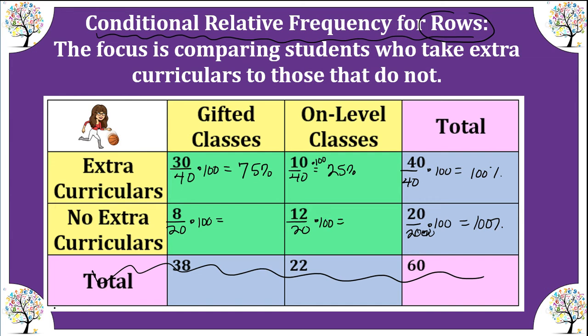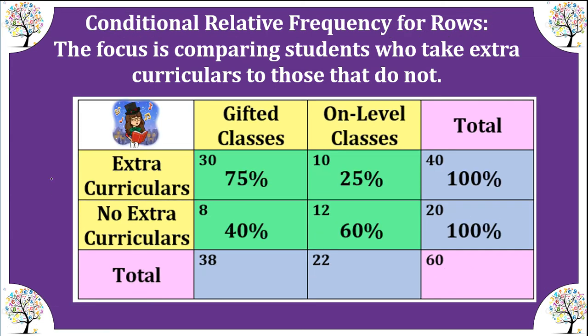So this is conditional relative frequency by row, and that means I took the total of each row to get my percentages. So this would be questions like, of those that take extracurriculars, what percent have gifted? And that will be 75%. Or it could say, of those that do not take extracurriculars, what percent are in on level? And that would be 60%. So it all depends on what the question is asked.